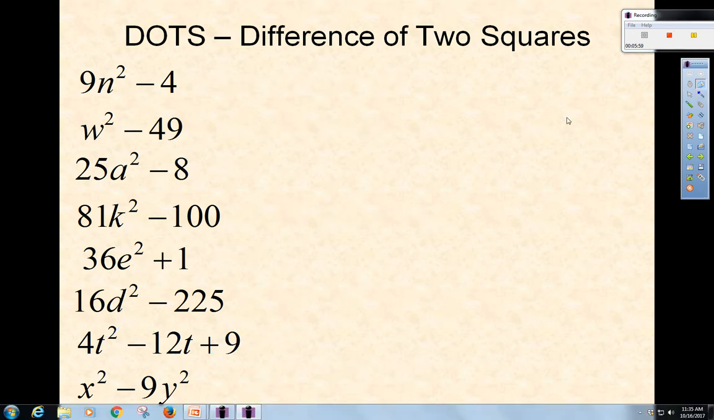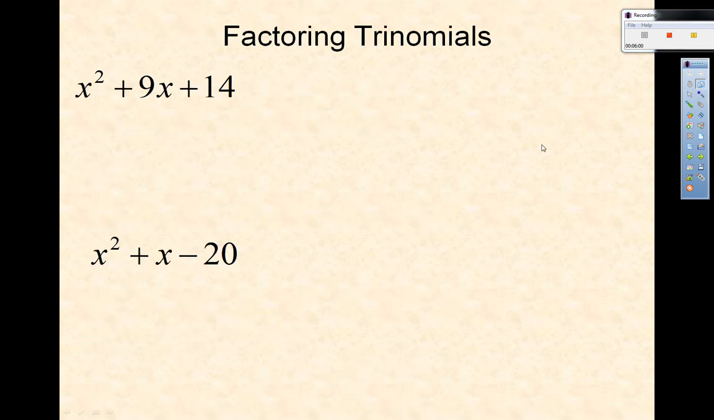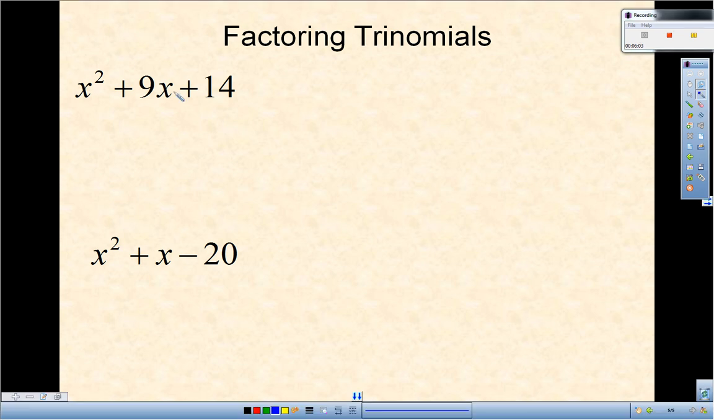All right, the last group is if you have a trinomial or three-termed polynomial. X squared plus 9x plus 14. Notice there's no GCF, and it's not a difference of two squares. So how do I factor this? Well, what you do is multiply the first number, which is understood 1, times the last number, 14. So that gives me 14. List the factors of this number. So 1 and 14, 2 and 7.